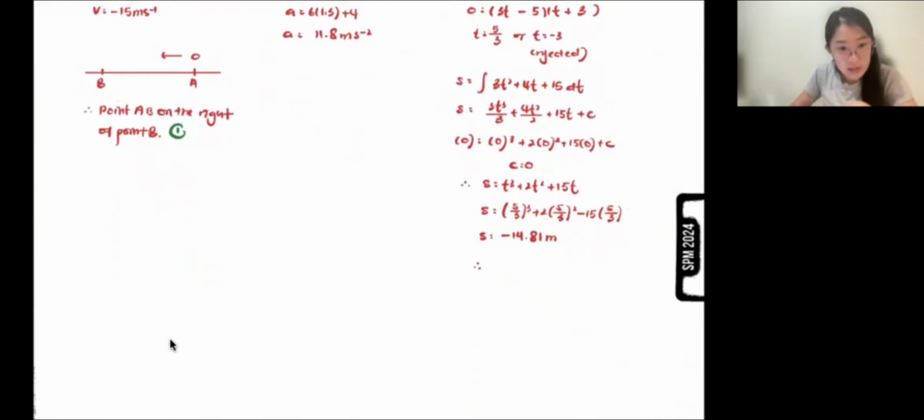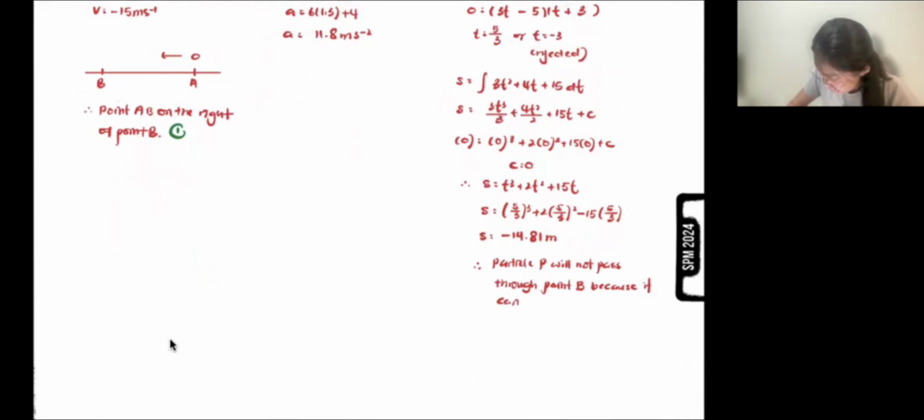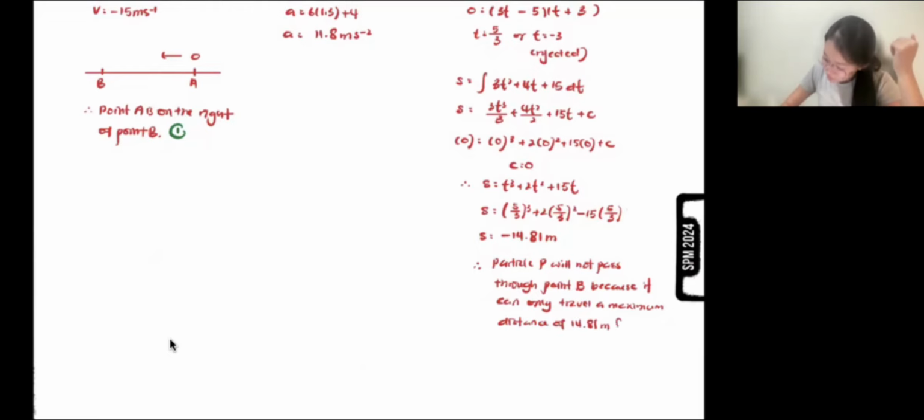Write your answer over here. Particle P will not pass through point B, because it can only travel a maximum distance of 14.81 meters from point A.